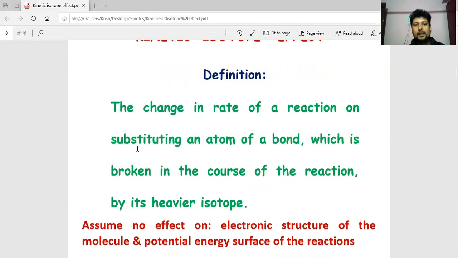Now have a look. When you are replacing a particular atom by its heavier isotope, we must assume that there is no effect on the electronic structure of the molecule, that is, the molecule remains the same as a whole, and the potential surface of the reaction does not undergo any change. This potential surface of the reaction will be dealt with in detail in physical chemistry.